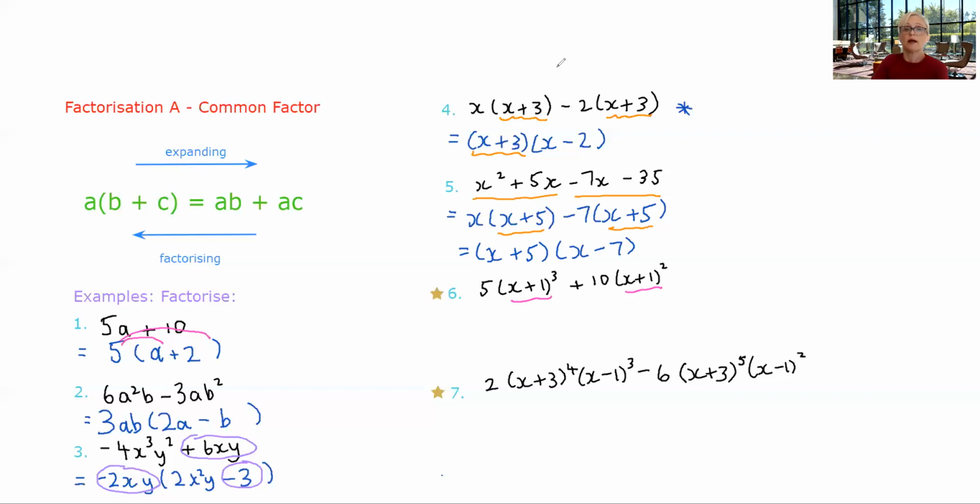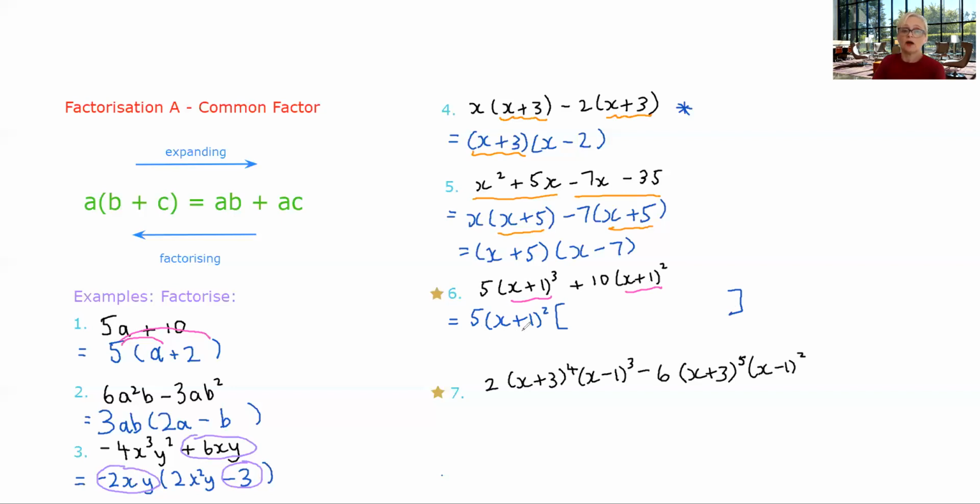Looking at the number part for starters, well, we can obviously take out a 5 because we've got a 5 and a 10. If we have a look at our bracketed expressions, we've got an (x plus 1) squared and we've got an (x plus 1) cubed. We can take out the lower power of that, which is (x plus 1) squared. Now let's work out what we're going to need to multiply that by to get back where we started.